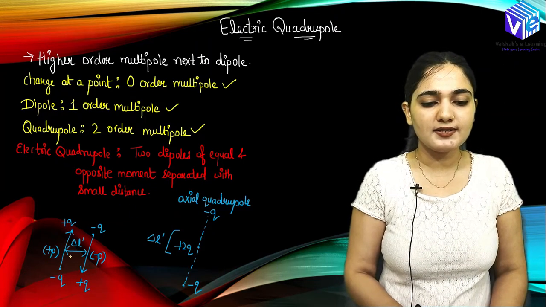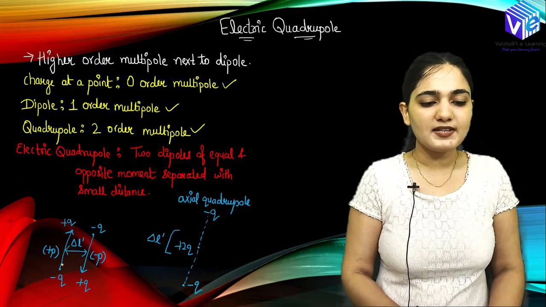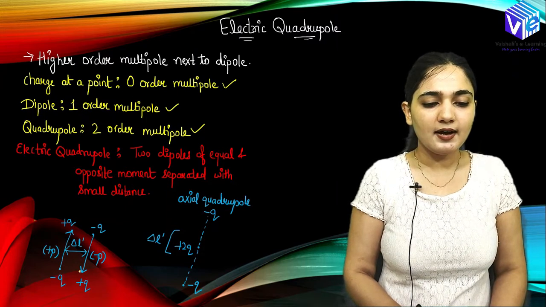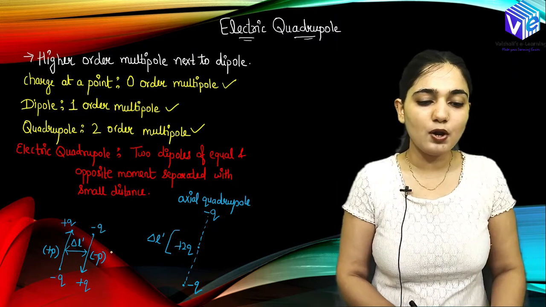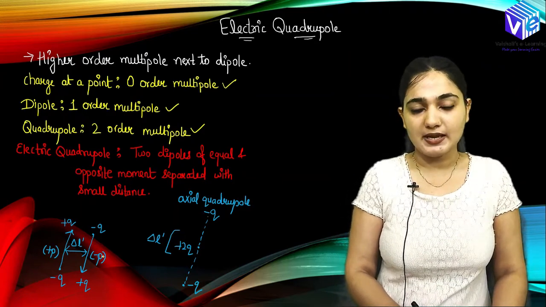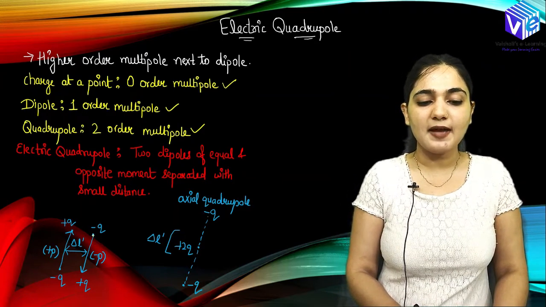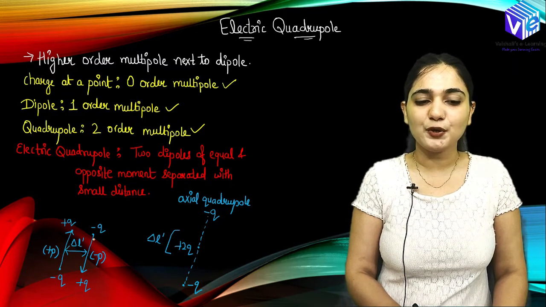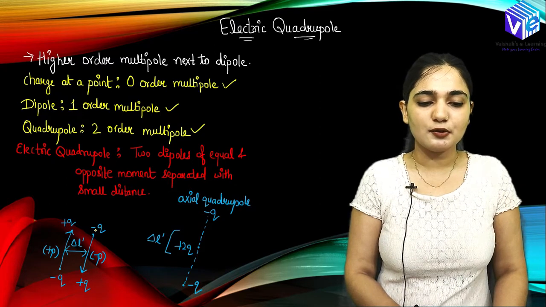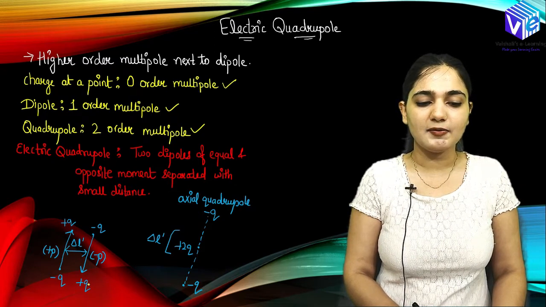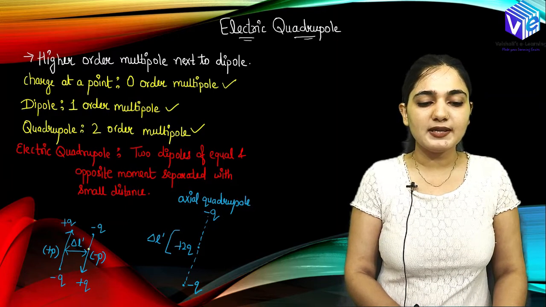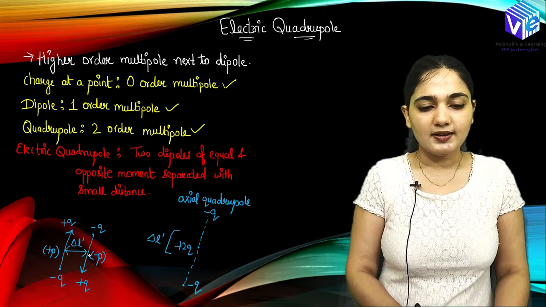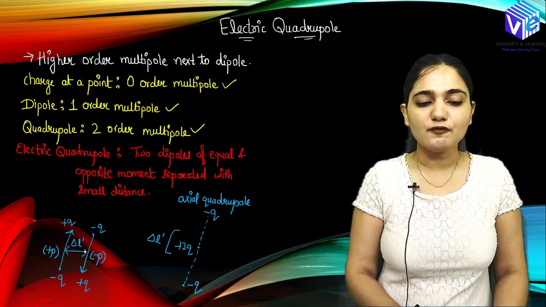Now the electric quadrupole will have two dipoles of equal and opposite moment separated by a small distance, right? So here you can see this is my first dipole, plus q, minus q, which has the moment plus p. Then here I will have the next dipole. It will have the moment minus p, and for having the moment minus p I must have the opposite direction. Now the direction is different, and for that I have to reverse the position of the charges. So here I will have minus q and here I will have plus q. Now the distance between these two dipoles is very small, which is represented by delta L dash. Right? So this is one kind of quadrupole that we have.